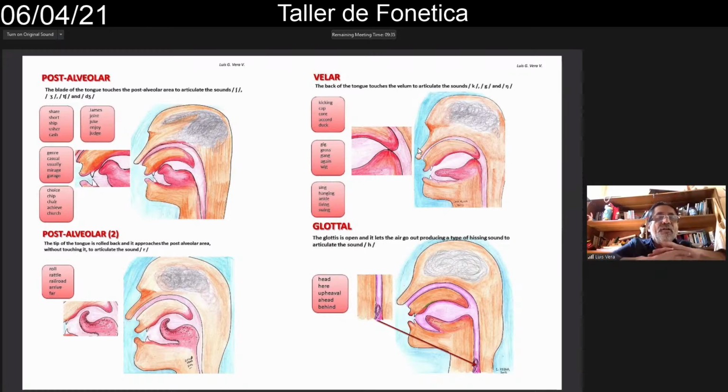Ahora, now, everybody repeats, ¿ya? Todos repiten ahí en forma personal, ¿ya? Yo voy a dejar el espaciocito. 1, 2, 3. Share. Aquí cerca el micrófono. De nuevo. Con micrófono en la mano. Share. Short. Ship. Usher. Cash.